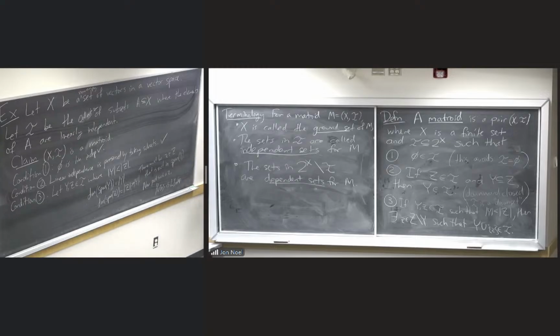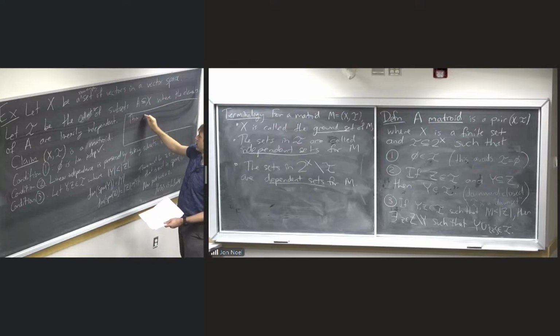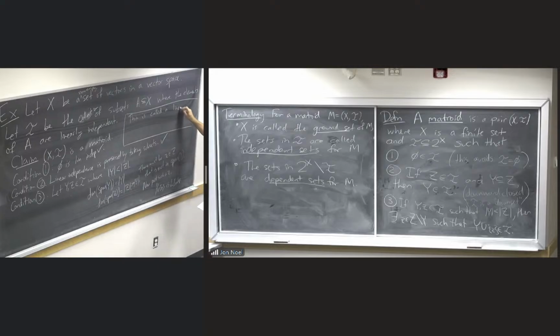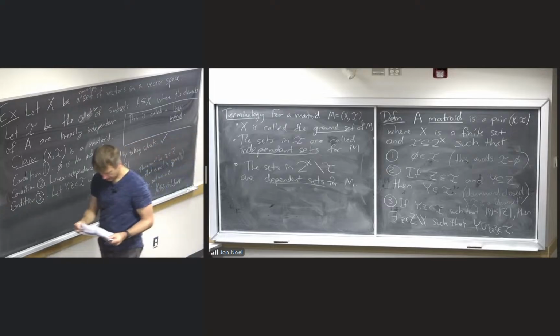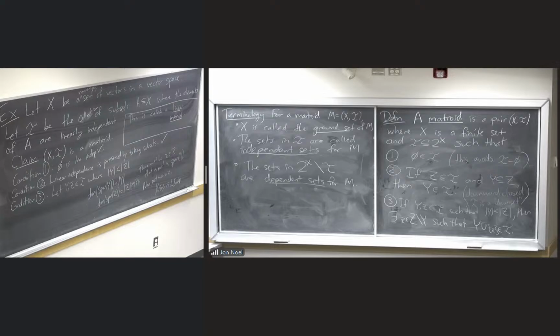Okay, so this is a special class of matroids called a linear matroid. Any matroid that you can get from linear independence of vectors is called a linear matroid. Okay, any questions about this one?